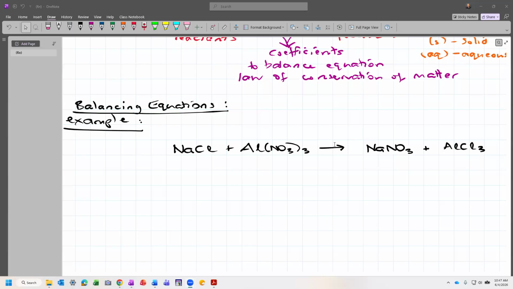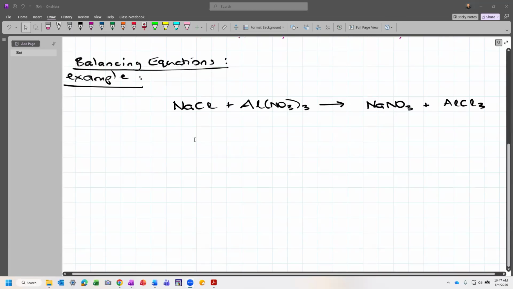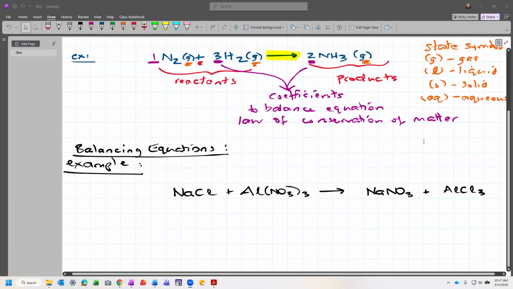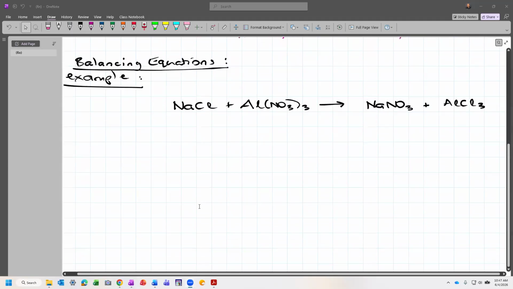Okay, so the next thing that we're going to do is take a quick look at how we balance equations. And again, the idea behind balancing equations is so that we don't violate the law of conservation of mass or the law of conservation of matter. And the only thing that we can do to balance our equations is use these coefficients, right?